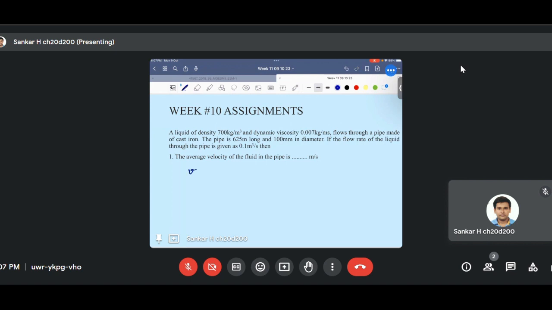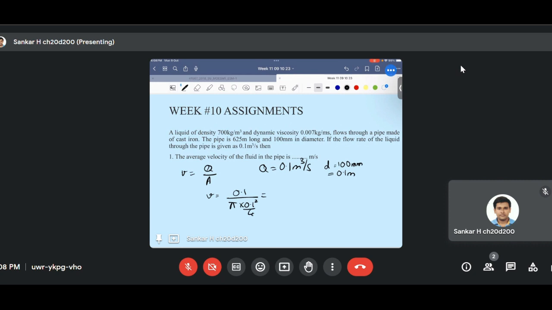The average velocity in a pipe is flow rate divided by the area, and we know that the flow rate is given as 0.1 meter cube per second, and the diameter is 100 millimeters, which is 0.1 meters. So if we calculate the velocity, it will come to 0.1 divided by pi into 0.1 square by 4.